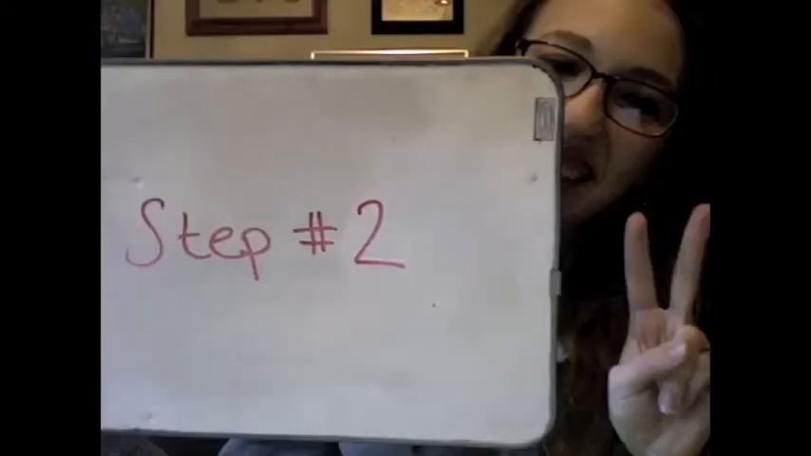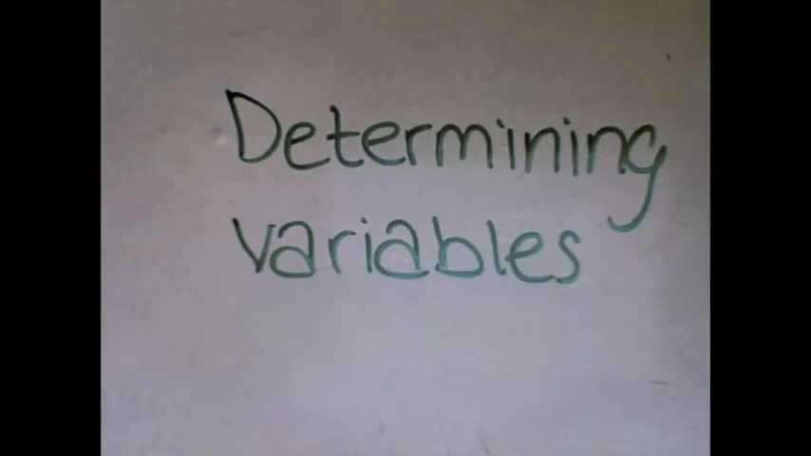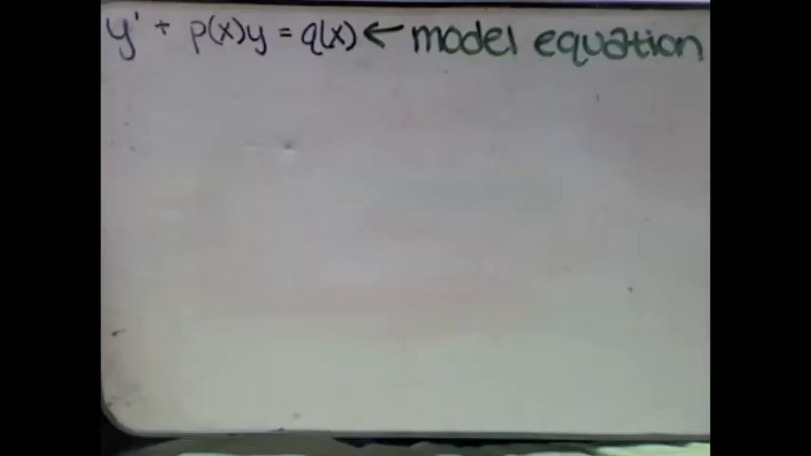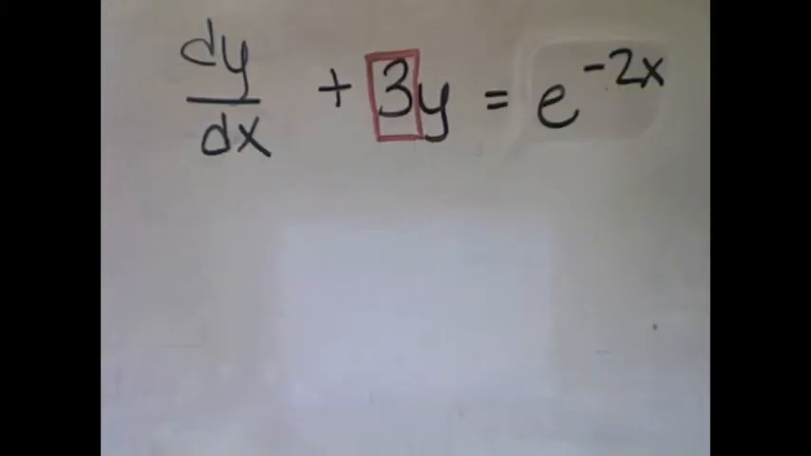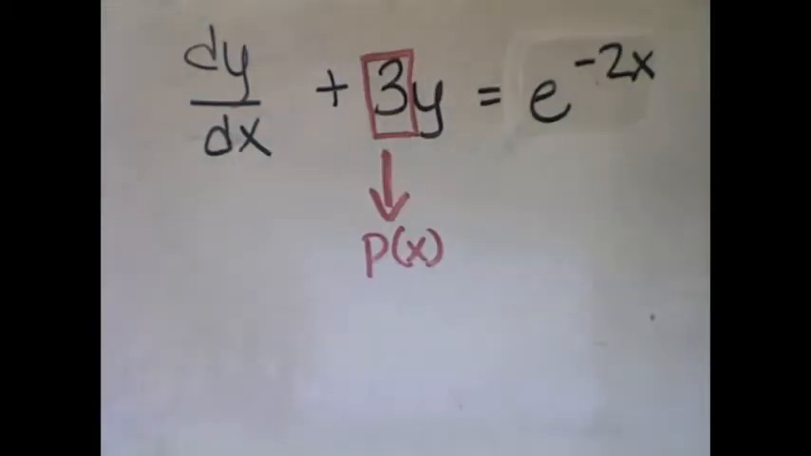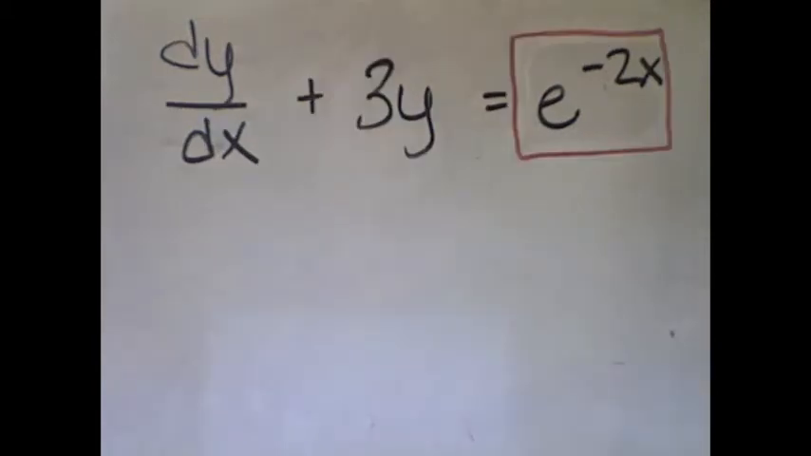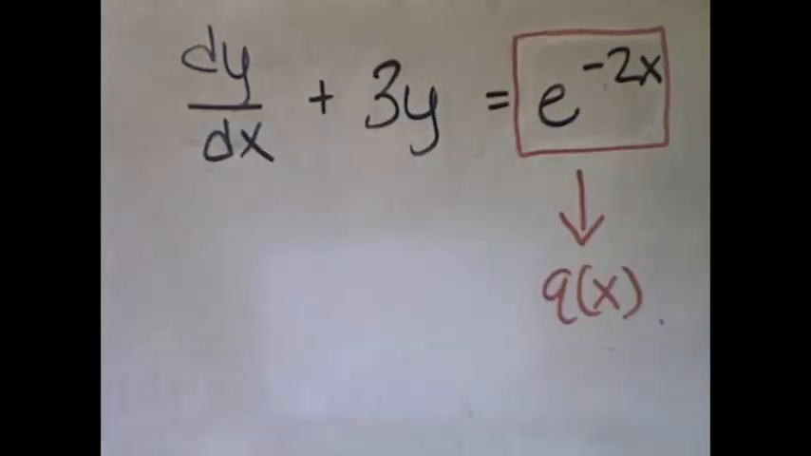On to step number 2. We must determine which parts of our equation represent the variables in the model equation. Here's the model equation shown again, and we must figure out what in our equation matches the p of x and the q of x in the model equation. So obviously the 3 equals p of x, and e to the negative 2x equals q of x.